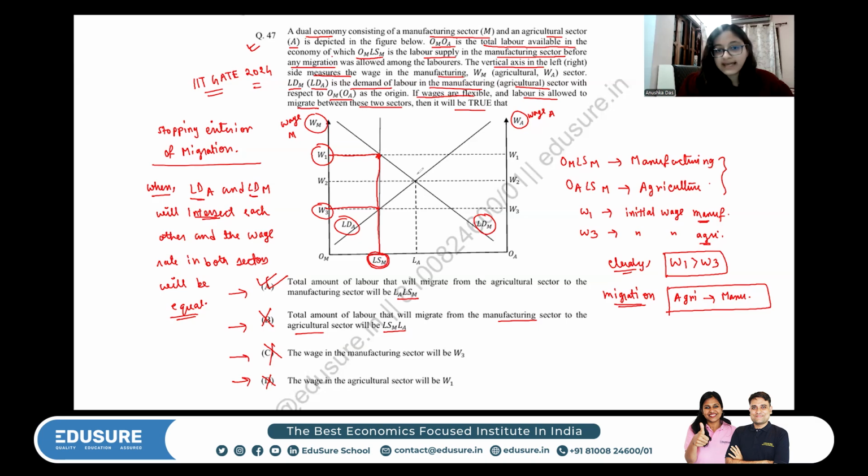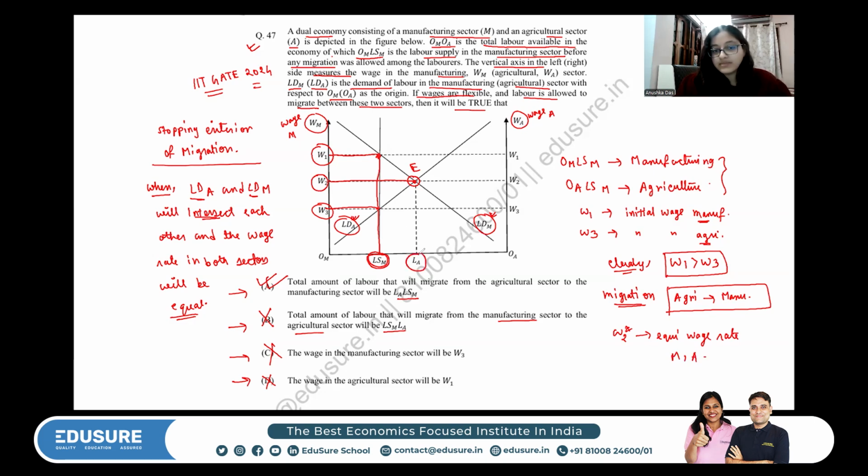So if you see in this diagram, this is the labor demand for manufacturing, and this is the labor demand for agriculture. They meet at this particular point, right? They intersect at this point, say point E. And corresponding to this point, this is the equilibrium wage rate, W2 star. W2 star will be the equilibrium wage rate that will prevail in both the sectors, both in manufacturing and in agriculture.